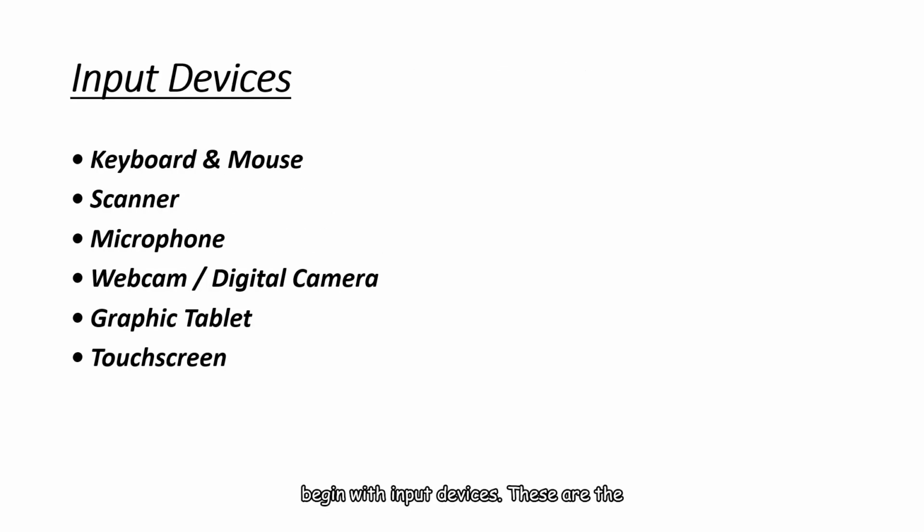To begin with input devices, these are the tools we use to capture or input content: keyboards for text, scanners and cameras for images, microphones for sound, and touch screens for direct interaction. They are the first step in any multimedia creation process.